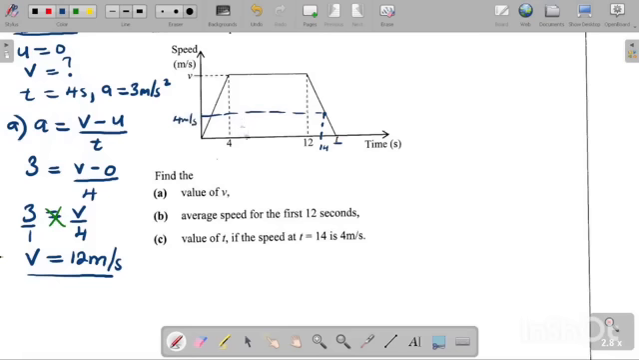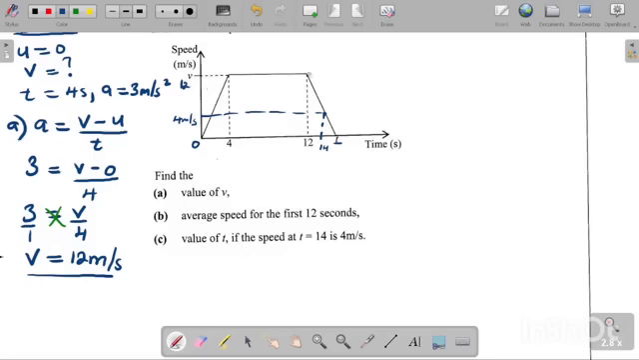All right, so how do we answer such a question? Remember, here the final velocity we found is 12 meters per second. So when the car was moving from 0 to this point, the initial velocity u was 0, and the final velocity v is 12.